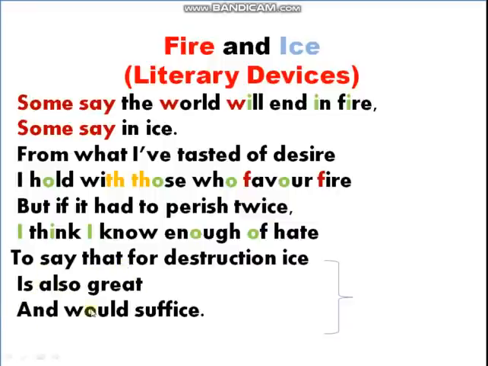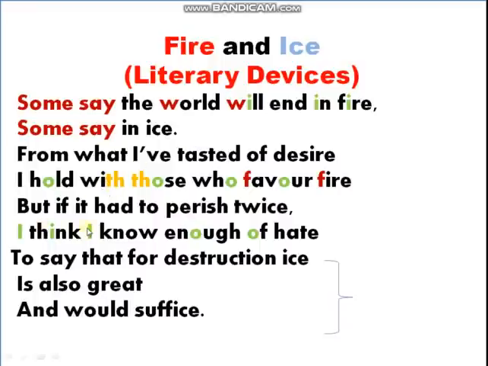In "some say," letter S and sound S. Similarly, in "world will," letter W and sound W. Here in "favor fire," letter F and sound F. All these are consonant sounds and these words are closely connected, and this is what we call alliteration.